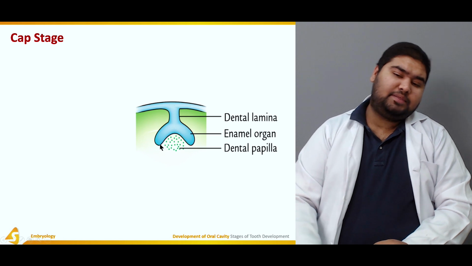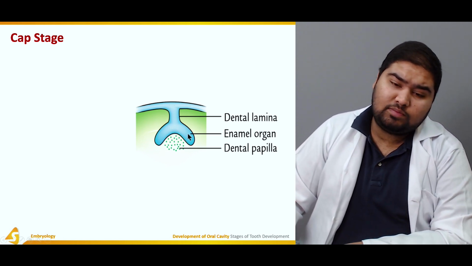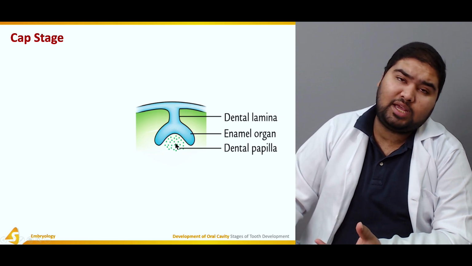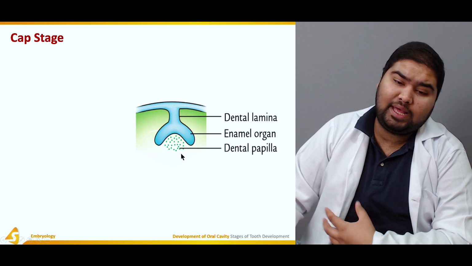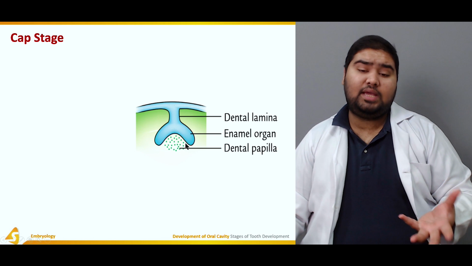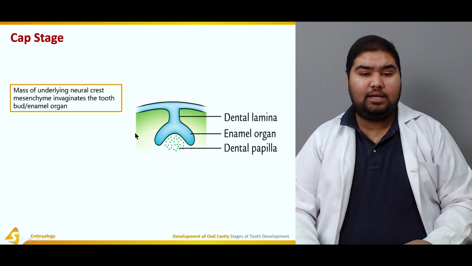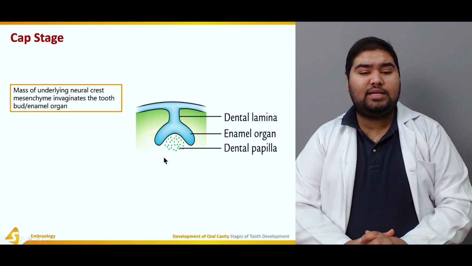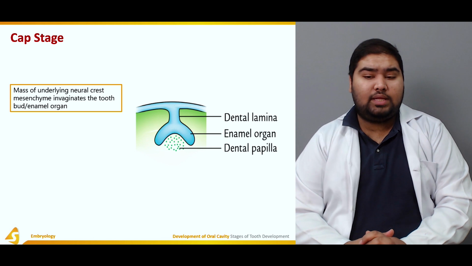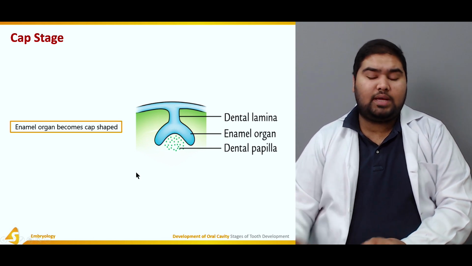Now the cap stage. Here you can see this tooth bud assumes the shape of the cap, and the dental papilla, which was actually the communicating mesenchymal area, is now being incorporated into the cap. So let's see, the mass of the underlying neural crest mesenchyme invaginates the tooth bud or the enamel organ. Now the enamel organ becomes cap shaped.